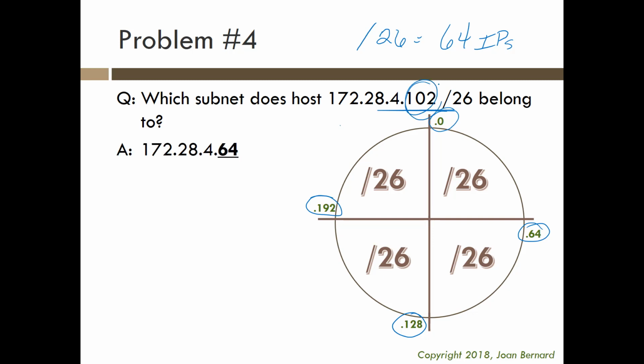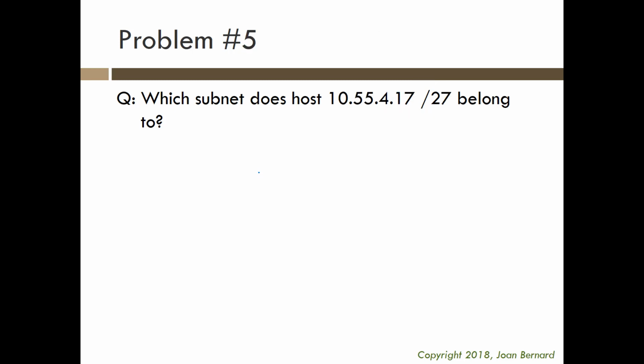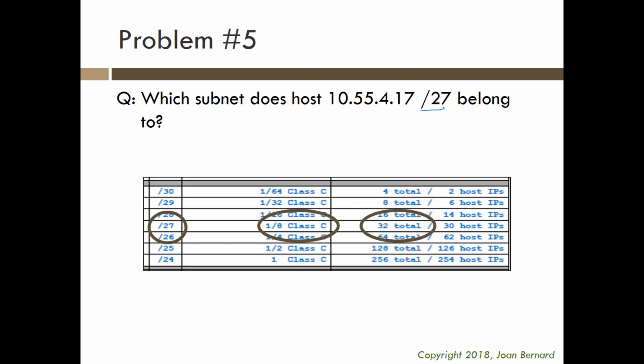And I have to find out where 102 falls. If I take a look, 102 is going to be somewhere in this range. So the network IP address for the device that has 102 assigned to it is 64. So the answer is 172.28.4.64. All right, getting the hang of it? Let's move on. Now we're going to do a /27. Which subnet does the host 10.55.4.17/27 belong to?